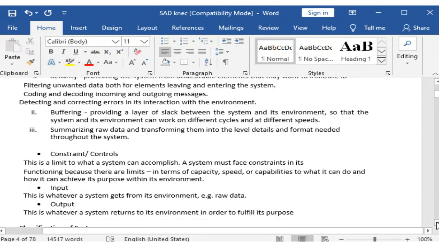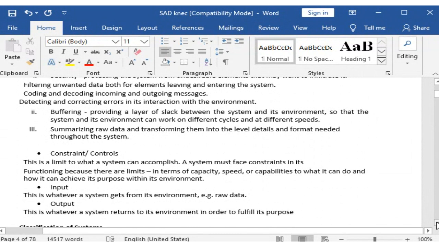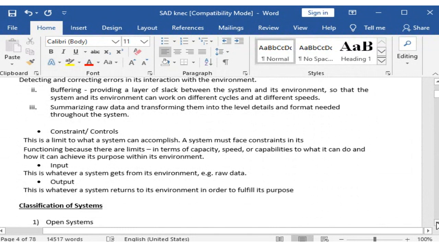Now, still we are looking at components. We have constraints or controls. These are limits to what a system can accomplish. A system must face constraints in its functioning because they are limits in terms of capacity, speed, or capabilities to what it can do and how it can achieve its purpose within its environment.